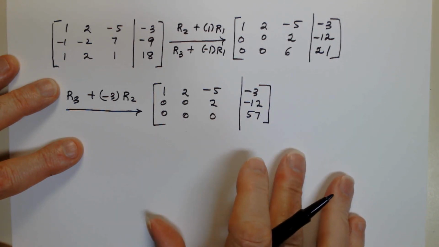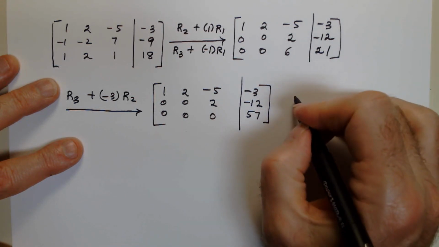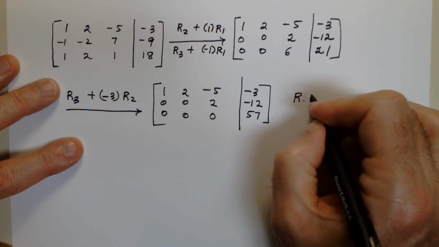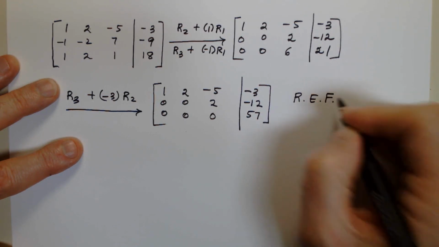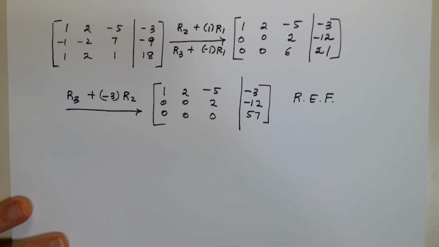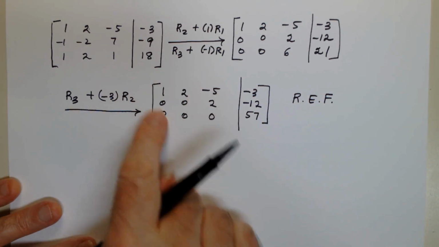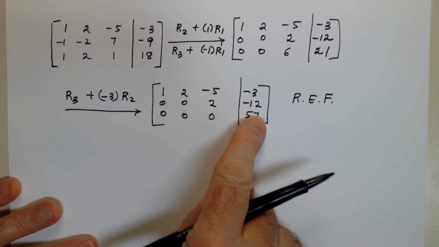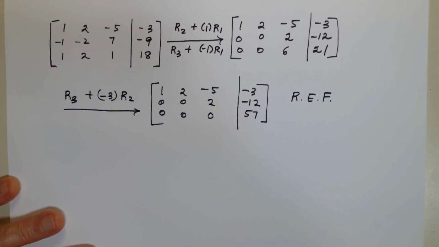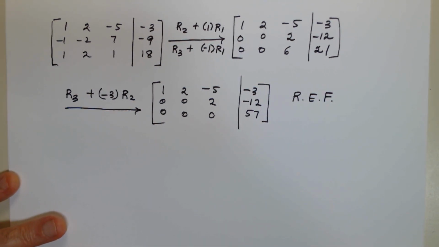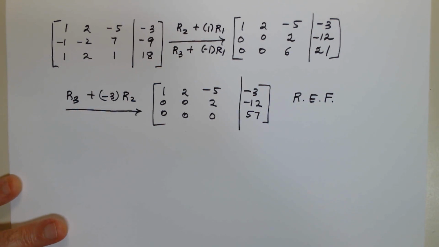And so this is now considered in row echelon form. This matrix is in row echelon form. I can see my leading entries are going to be this 1 and this 2 in the coefficient matrix, and then I'll have this 57 sitting over here in that column of constants. Now, how do we interpret this? Now, we've got it in row echelon form. How do we interpret this?